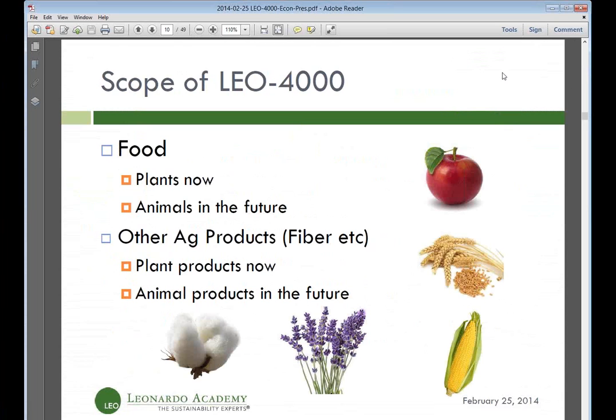What's the scope? The scope at this point is plant crops. In the future, we'll develop a part of the standard that will address animal production as well. It's important to remember that the standard covers both food crops and other agriculture products like fibers.